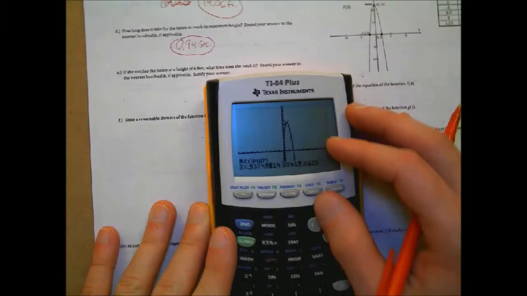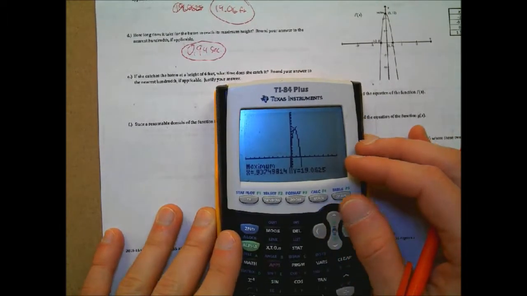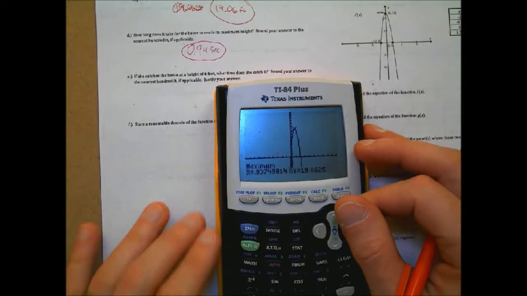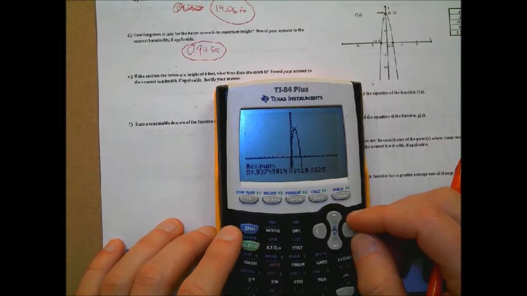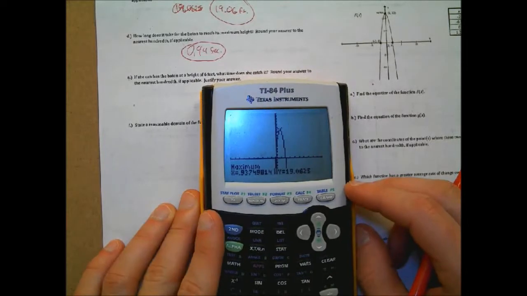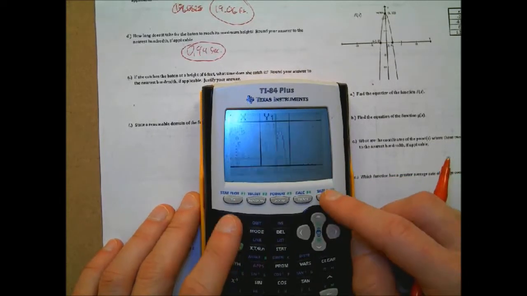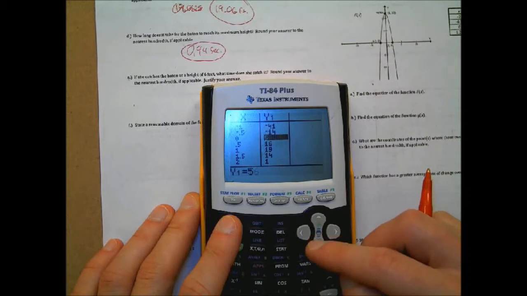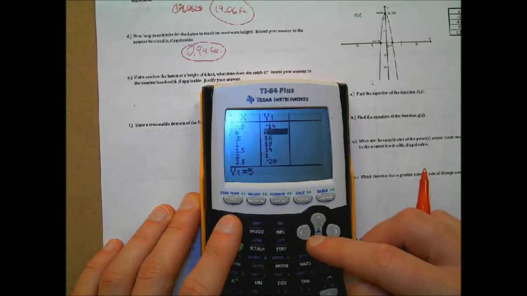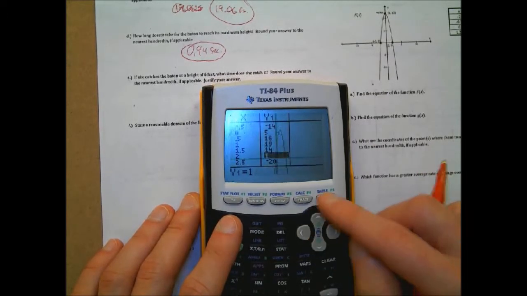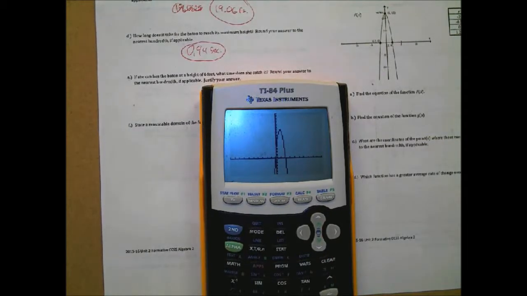Okay, the next question. If she catches the baton at a height of 6 feet, what time does she catch it? Well, let's go back to our table here and see. Do we see a height of 6 feet in our table anywhere? I don't see a height of 6 feet anywhere. How can we figure out what time it is when she catches the baton at a height of 6 feet? What can we do here to figure that out?